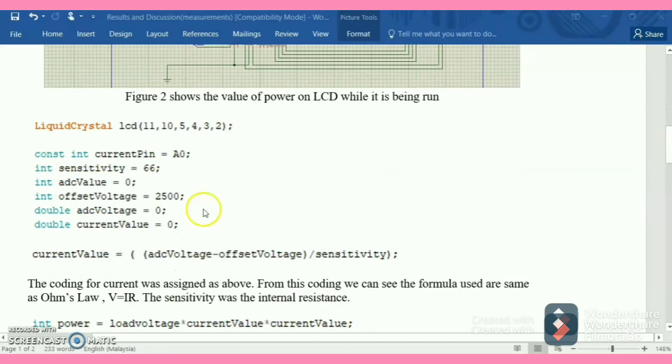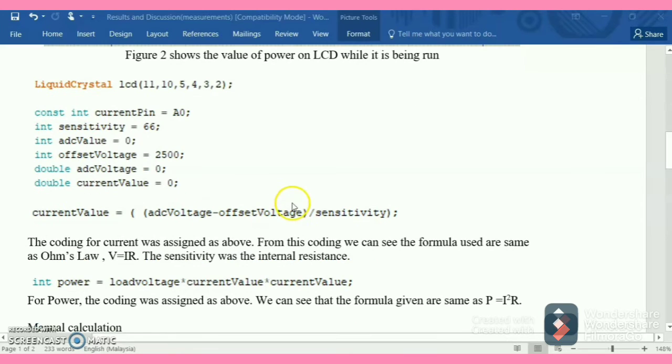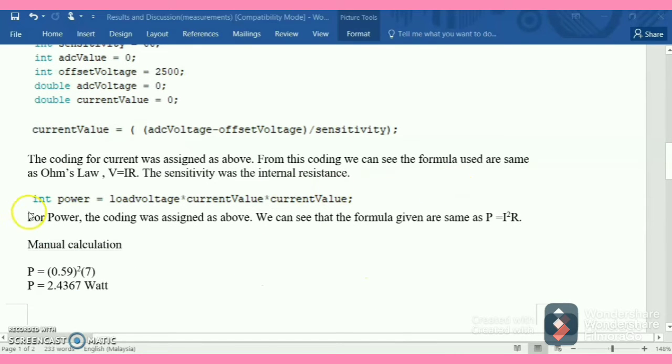This is the coding for current. From this coding, we can see the formula used is the same as Ohm's law, V equal to IR. So the sensitivity in the coding was the internal resistance. Next, for power, the coding was assigned as above. We can see that the formula given is the same as P equal to I squared R.